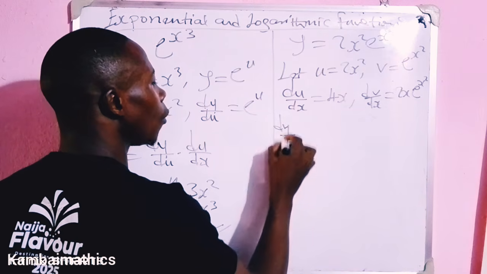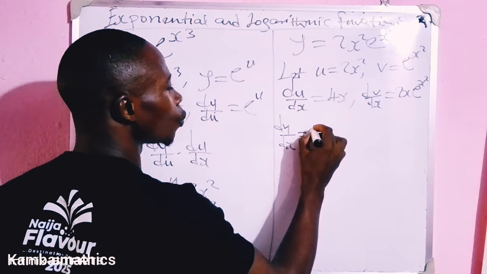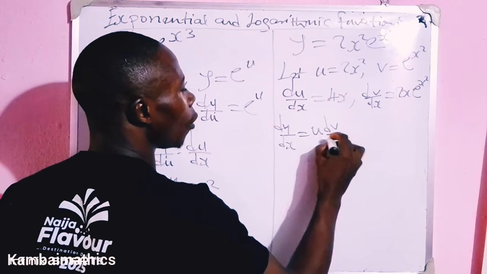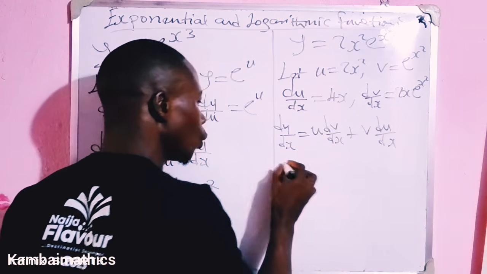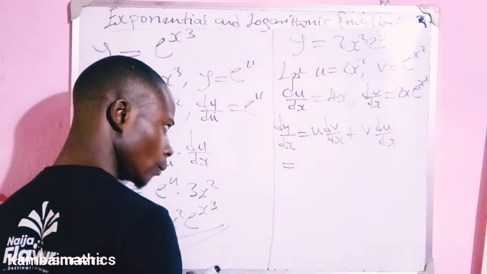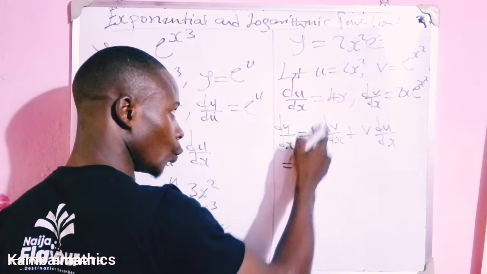So we'll use the formula dy over dx equals u dv over dx plus v du over dx, which is the same thing as, when you replace this one for u, this is what?